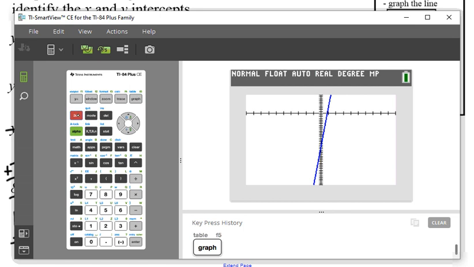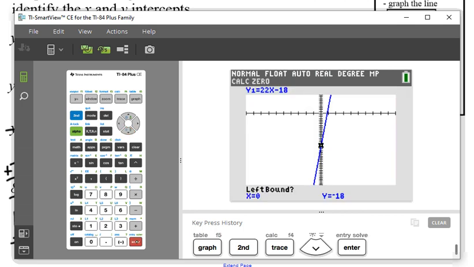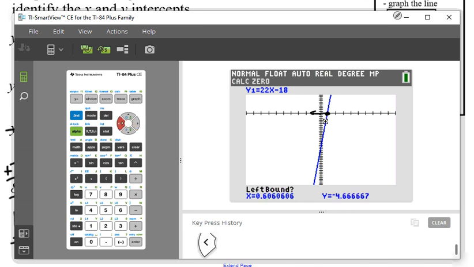Start with second trace. To get the x-intercepts, we go down and choose the zero. Hit enter. Here are the prompts I was talking about. We want to be on the left side. There's our intercept. If I want to be on the left side of that, I need to use my arrows to be close to the intercept, but make sure I'm on the left side of it, which in this case is below. I hit enter.